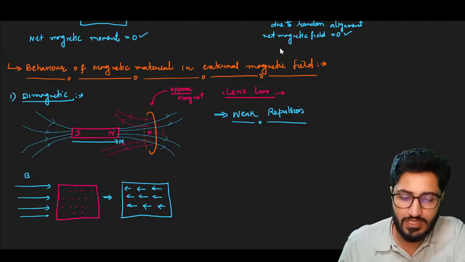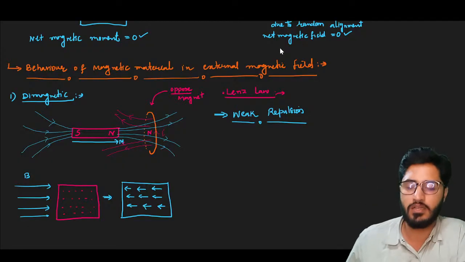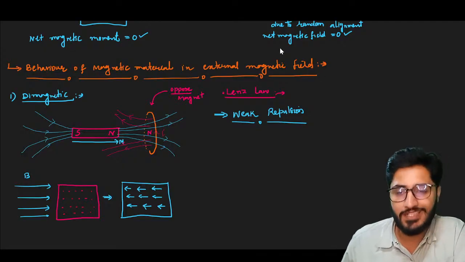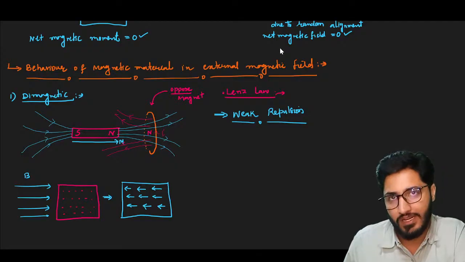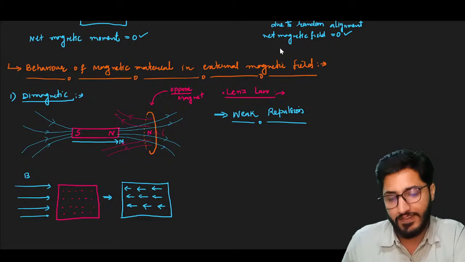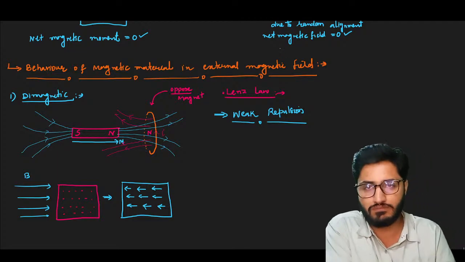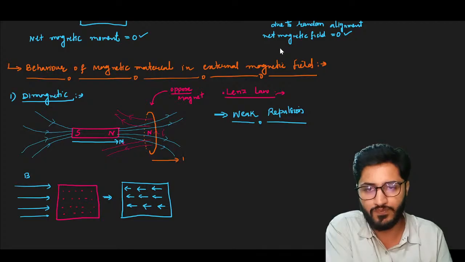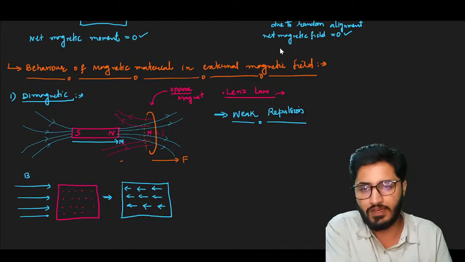So you just need to remember one thing, that whenever our diamagnetic material is placed in the external magnetic field, it will oppose the external magnetic field. Then what will happen now? You can see north, it will repel this one, and this ring will repel your magnet.